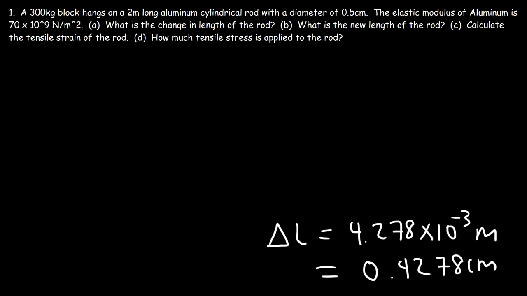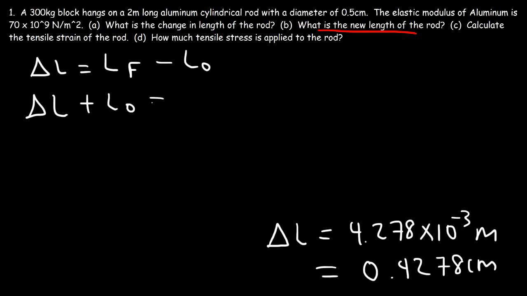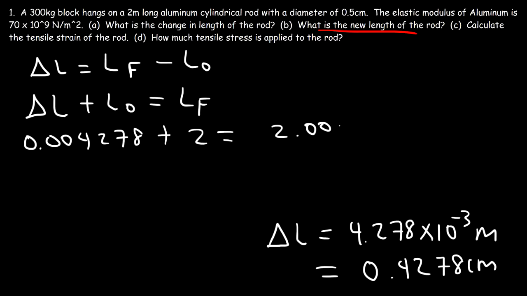So what about part B? What is the new length of the rod? The change in length is the new length, or the final length, minus the initial length. So the new length is going to be the change in length plus the original length. So that's going to be 0.004278 plus the original 2 meters. So the new length is just about 2.004278. So it really didn't change much. It's about the same. It stretched a little.